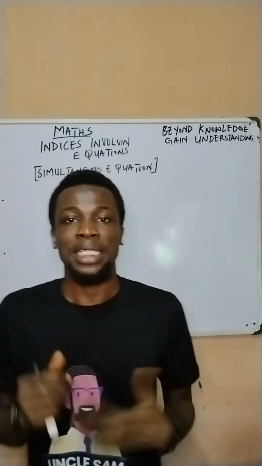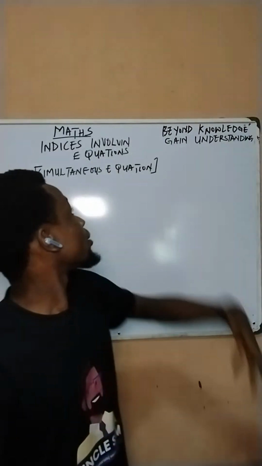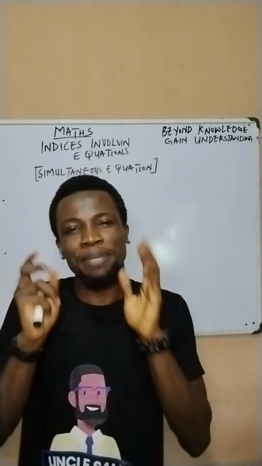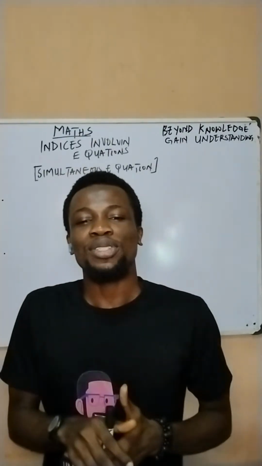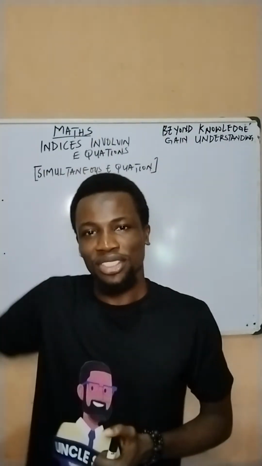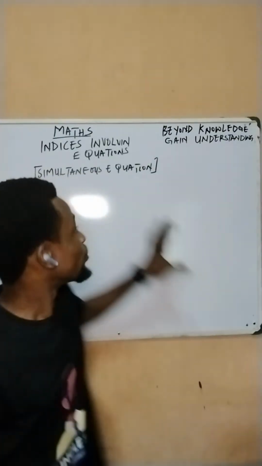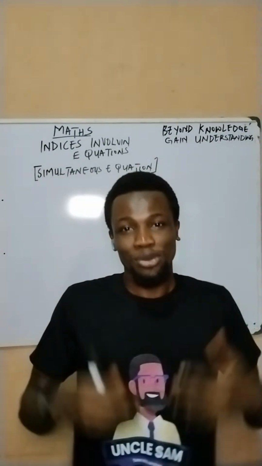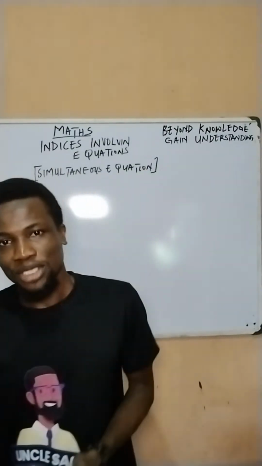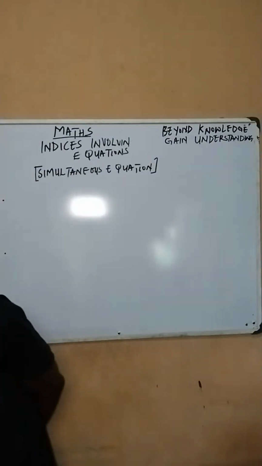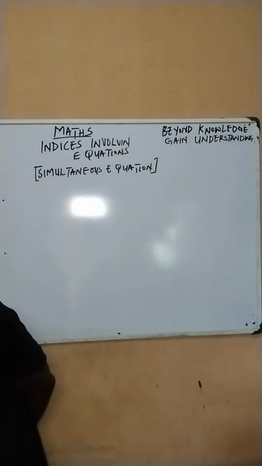We are going to be examining indices involving equations, which we examined last week, and today we're going to step it a little bit up by discussing simultaneous equations. Last week we talked about the linear equation aspect of indices, and it was quite interesting. So for this particular week, we're going to be discussing simultaneous equations.